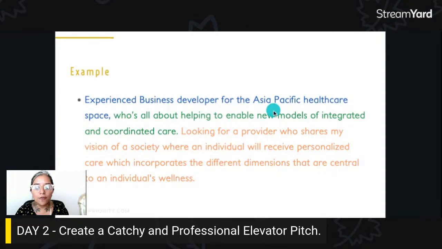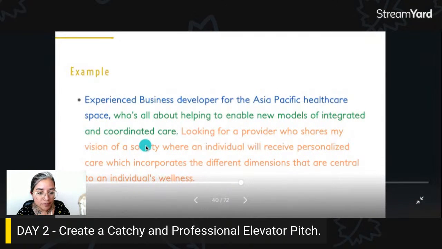Experienced business developer for the Asia Pacific healthcare space. What? That is specific. Who's all about helping to enable new models of integrated and coordinated care. What does he want? Looking for a provider who shares my vision of a society where an individual will receive personalized care which incorporates the different dimensions that are central to an individual's wellness.